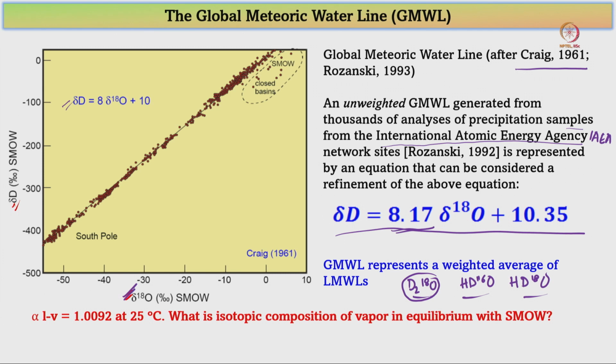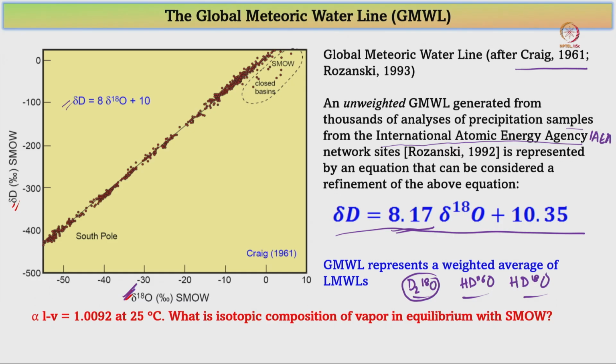Due to that equilibrium process, we see this linearity, and we see that there are two different lines. One is called the global meteoric water line, which is the averaged or the weighted average of the local meteoric water line.